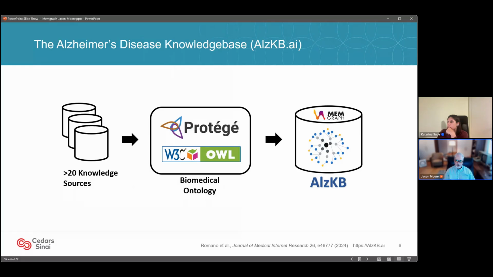And then we put all of that into a Memgraph Graph Database, and then make that publicly available through the website. So you can go to AlzKB.ai right now, and you can click on the launch button, and that'll take you to the Memgraph page where you can do a Cypher query.